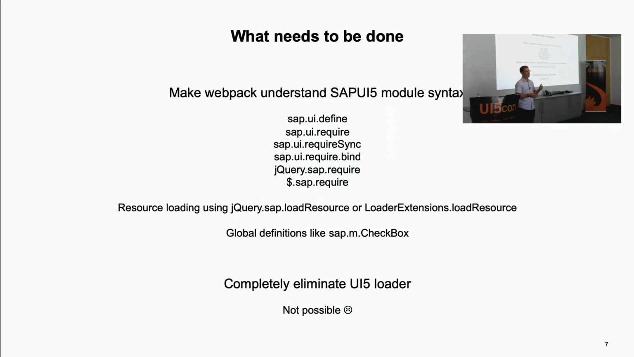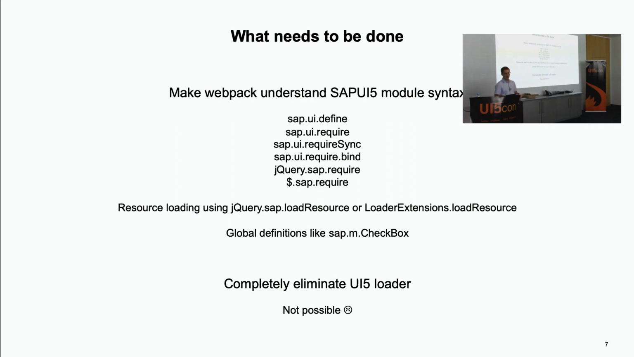Then I had to dig a little bit deeper into the code of UI5, and I found out, oh, there are sap.ui.requireSync statements, which is basically the same as the sap.ui.require statement with only a string parameter. And sap.ui.require is not only called as a function, but sometimes in the code it's called with .bind. So we also have to take care of this.